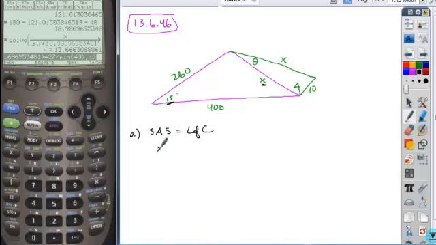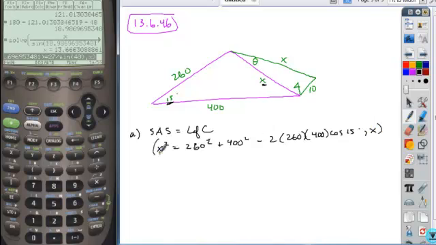So I'm going to start with my x, and I get the side squared is equal to the sum of the squares of the other two sides minus twice the product of those two sides, all times the cosine of the angle opposite that given the original first side.